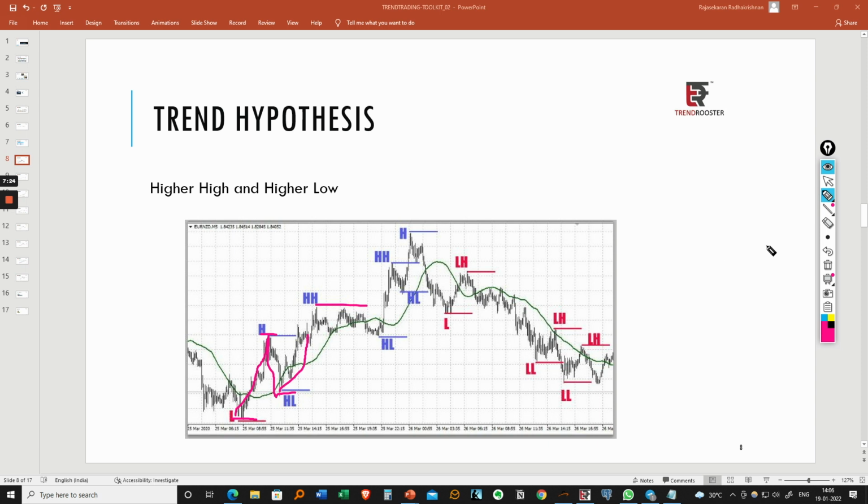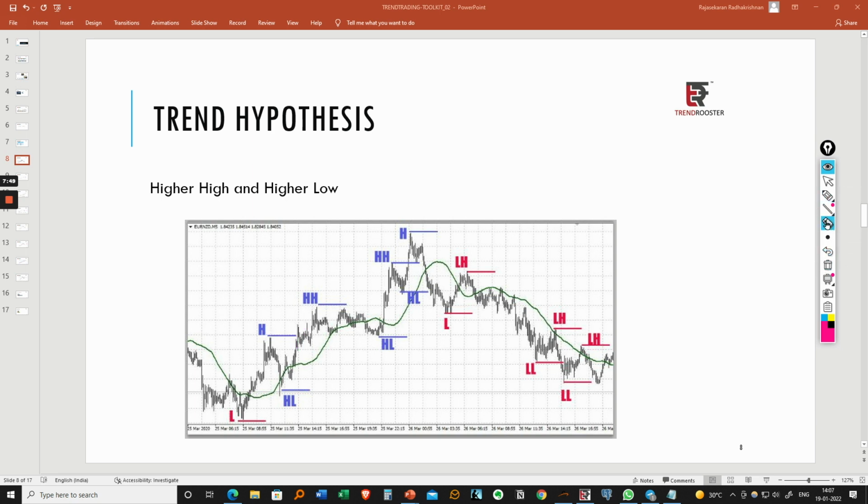Okay, so this is one of the very famous methods. This is also known as market structure or Dow theory. Okay, you can call it Dow theory or market structure. For me, it's market structure because the previous high has been taken out, so the market is moving above, so that means the market is trending. Okay, that's what it is. Let's move on to the next slide.